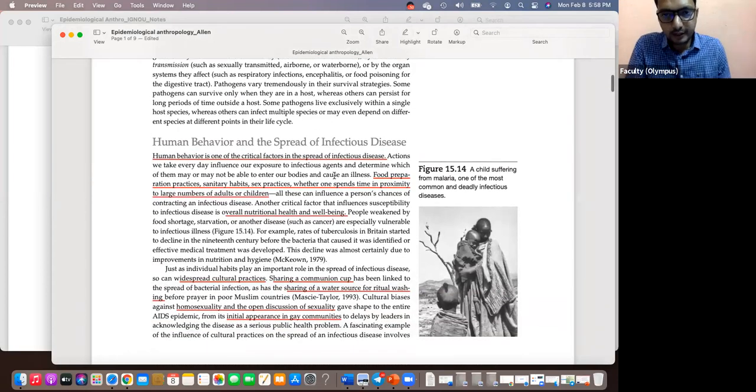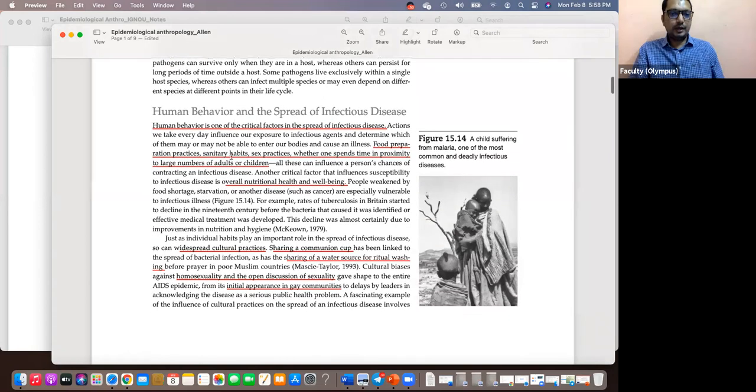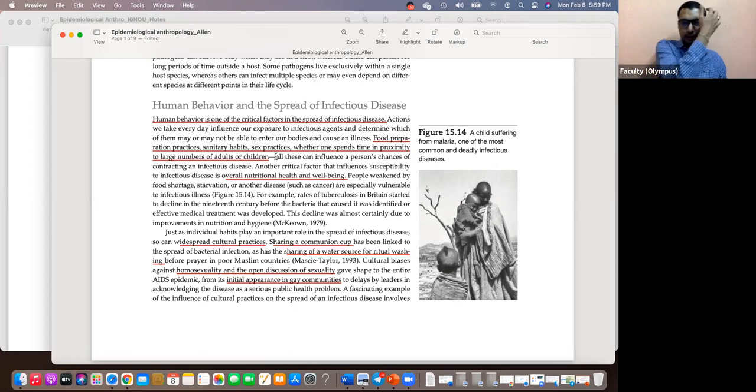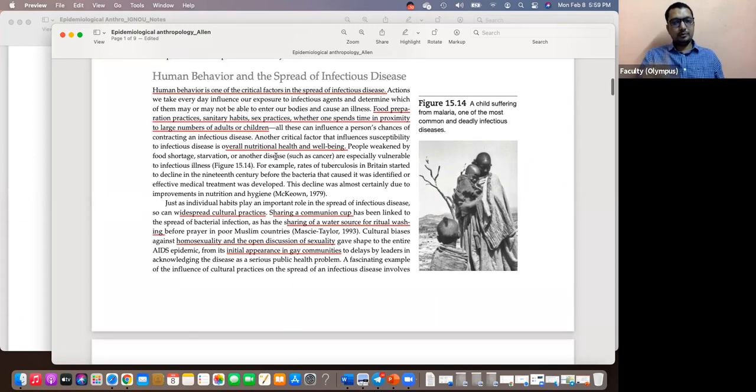How does disease spread happen? Food preparation, sanitary habits, sex practices. You can also add social practices. Sexual behavior is responsible for the transfer of certain sexually transmitted diseases, right? AIDS is one common example. Syphilis and gonorrhea are examples. Wars, for example: sometimes when people go into wars, they tend to die from infections more commonly. So those types of problems.